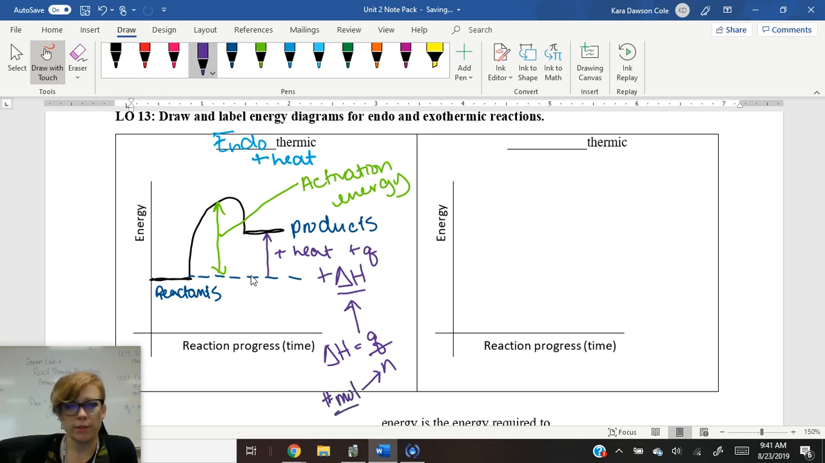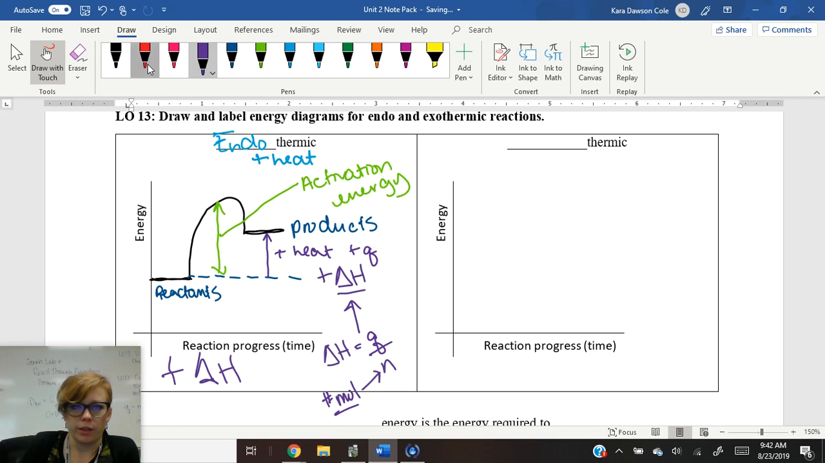So if I've got a positive delta H, that means it's an endothermic reaction. So we have activation energy, reactants, products, added heat plus Q, plus delta H. All of this is my delta H right here.